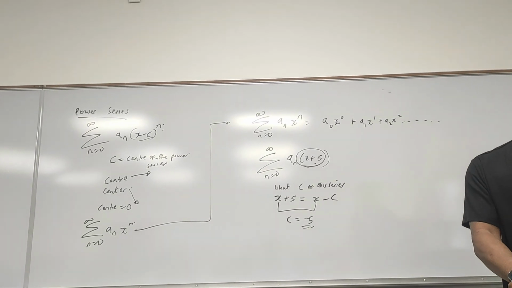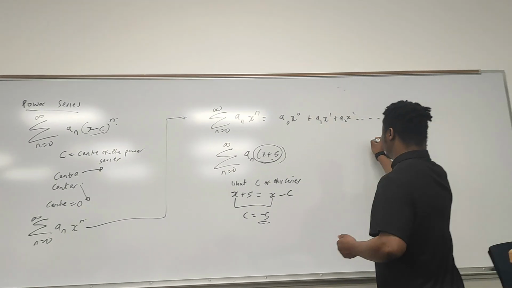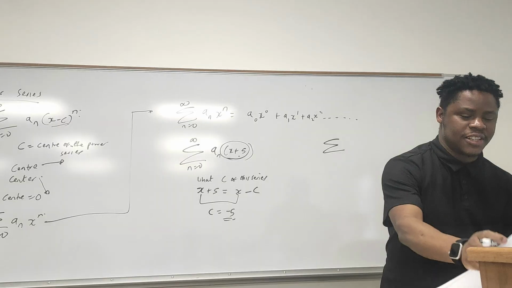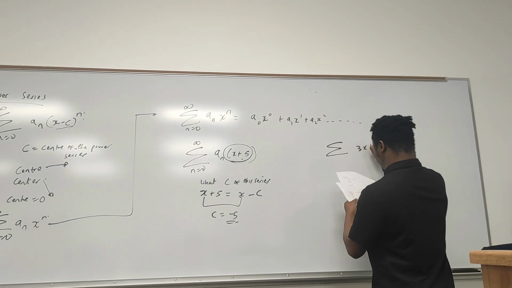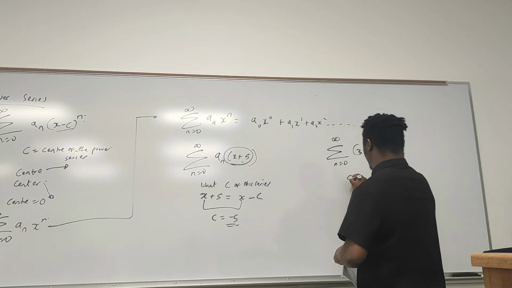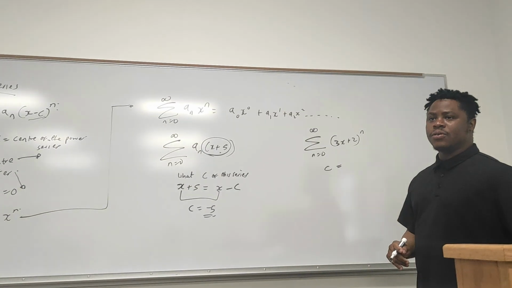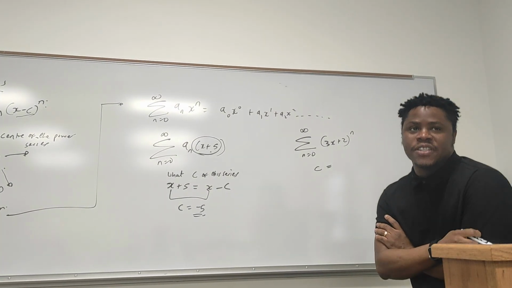Let's take a look at another question. Try this and tell me: summation, let me write it down. Summation of 3x plus 2 to the n, with n going from 0 to infinity. What will be c in this question? Does anyone know? Who can tell me what will be the center? Try it and tell me what will be the center.